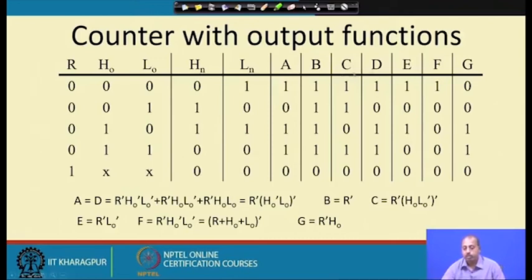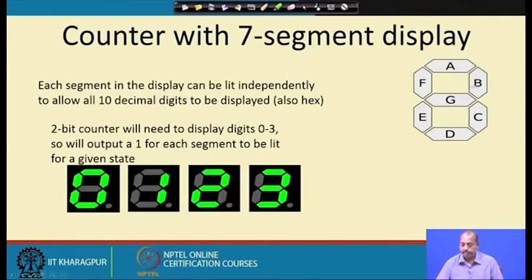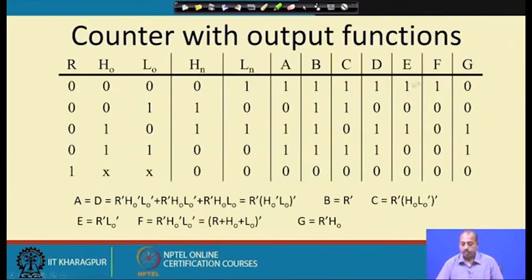Now, we have to see what is the pattern for this 7 segment display A, B, C, D, E, F, G. For displaying this 0, only this G segment should be off and all other segments should be 1. So, that is done here. So, at the current state 0 0, it is turning on A, B, C, D, E, F and G is equal to 0.